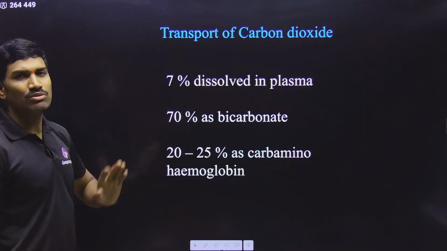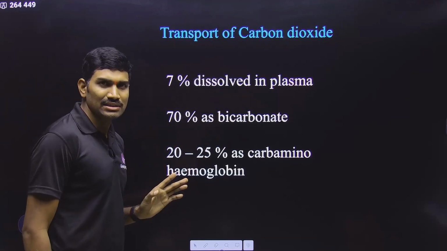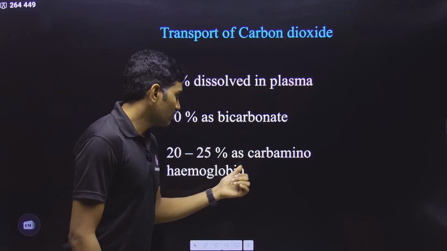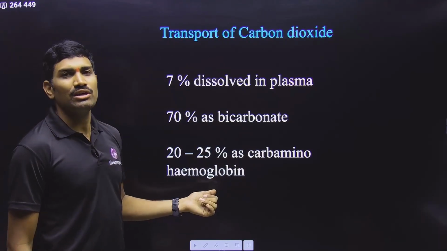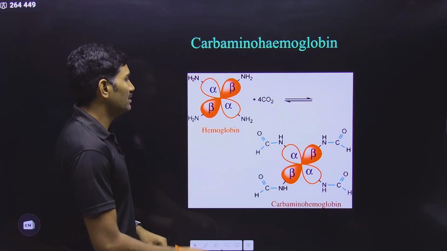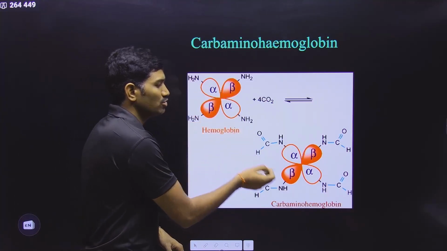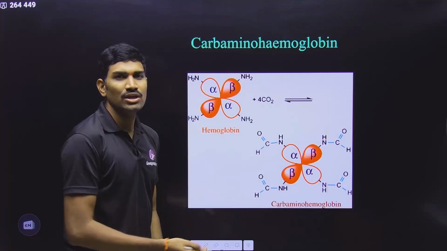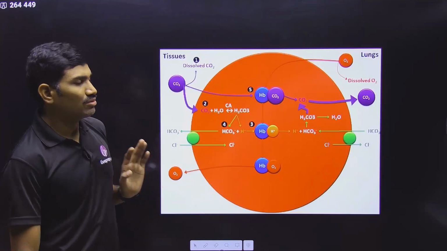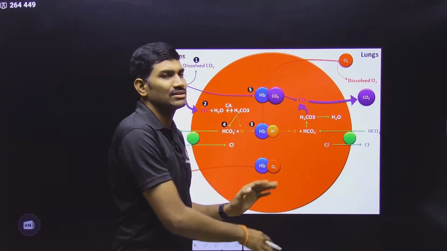And now let us quickly go through this particular PowerPoint. Transport of carbon dioxide: 7% as dissolved form in plasma, 70% as bicarbonate, 22 to 25% as carbaminohemoglobin. Clear? Regarding the carbaminohemoglobin, for each of these proteins, an amino group is there. To each of these amino groups, CO2 is attached. So in this way, one hemoglobin can carry 4 CO2 molecules. Clear?